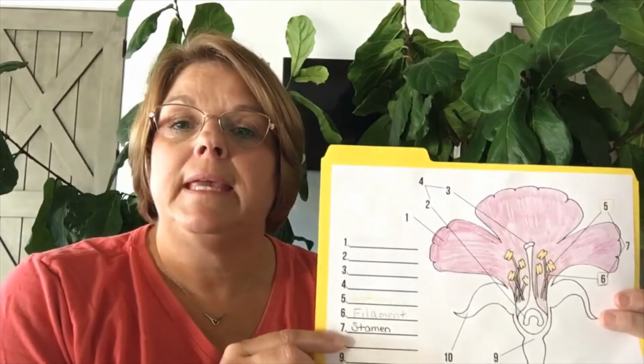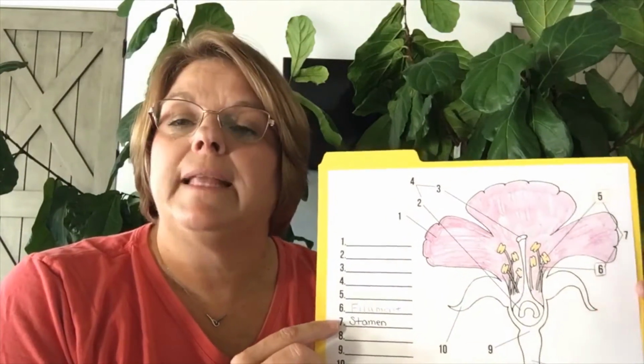Next, we're going to look at the male parts of the flower, and the male parts are called the stamen. Stamen is spelled S-T-A-M-E-N, and we're going to write that on line 7. The stamen has 2 parts. The first one is the anther. That's spelled A-N-T-H-E-R, and we're going to write that on line 5.